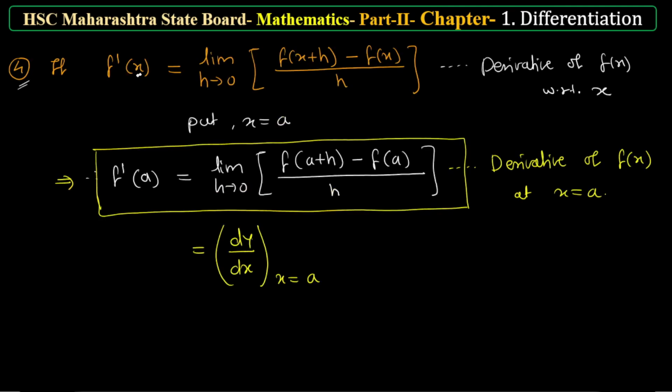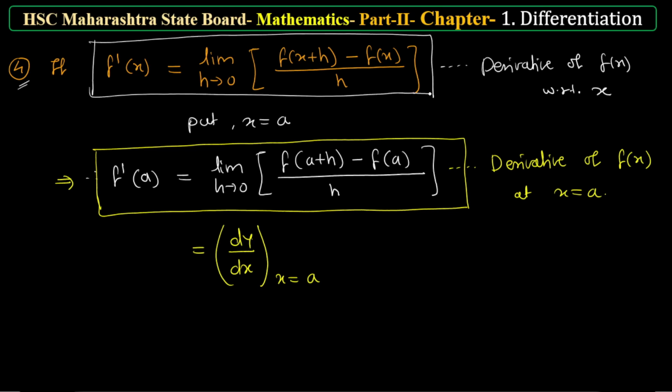रिमार्क 4, f dash of x is equal to limit h tends to 0 f of x plus h minus f of x divided by h. Now this is formula for derivative. डेरिव्हेटिव्ह फाइंड आउट करण्यासाठी आपण हे फॉर्म्युला यूज करणार आहे. याला फर्स्ट प्रिन्सिपल फॉर्म्युला म्हणतात, डेरिव्हेटिव्ह ऑफ एफ ऑफ एक्स विथ रिस्पेक्ट टू एक्स.